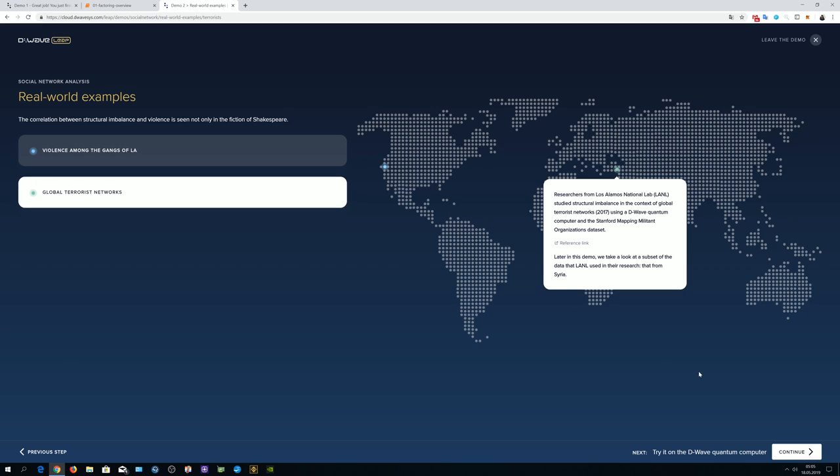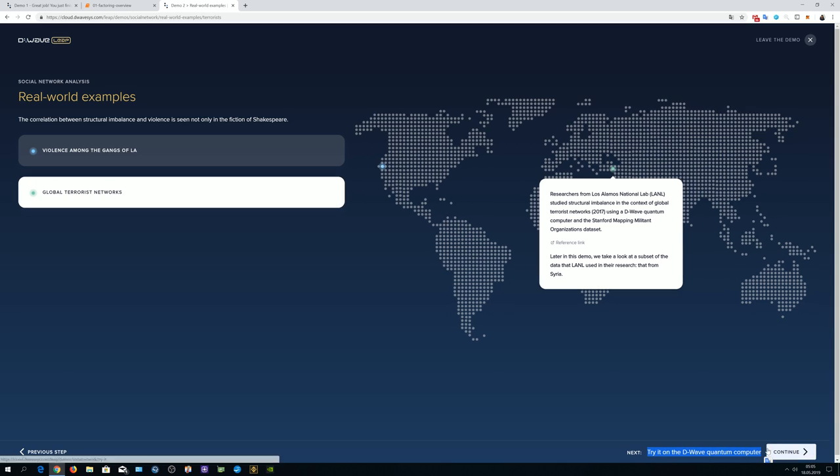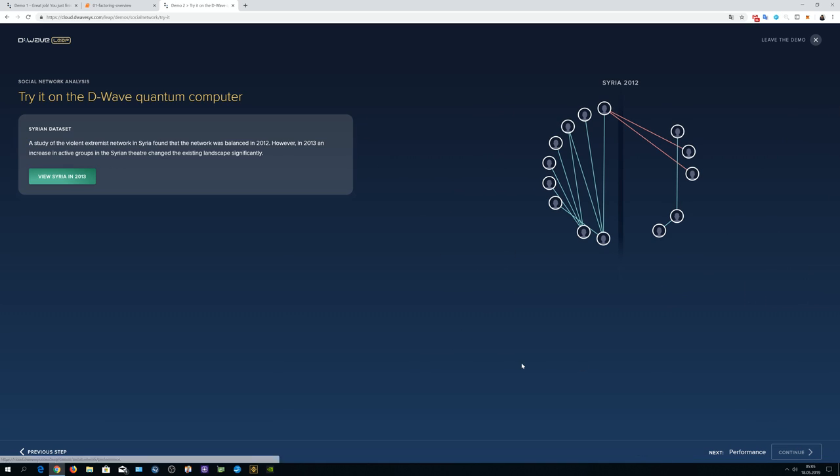Okay, let's go back. I saw that abstract. Next, tried on the D-Wave quantum computer. Oh yeah, I like that one. Ladies and gentlemen, again, a real world experiment. I'm accessing again a real quantum computer. Okay, I need to read it before I do this here.